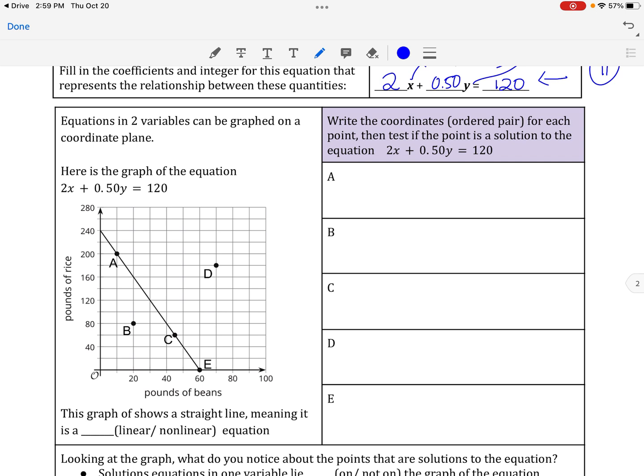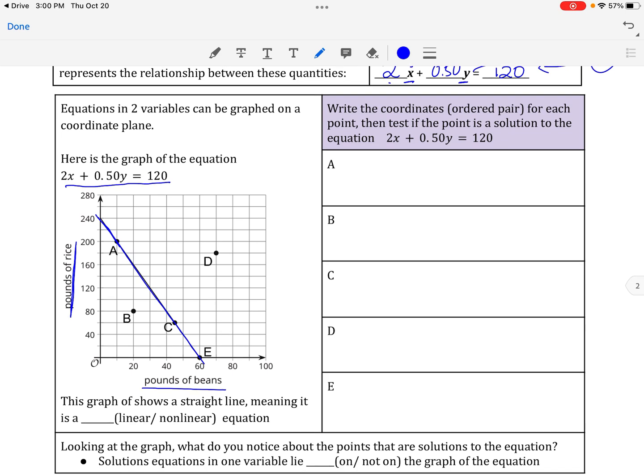So when we have an equation with two variables, so X and Y, those can be graphed on a coordinate plane. So here's our coordinate plane here. And we have the x-axis is how many pounds of beans. The y-axis is the number of pounds of rice that are purchased. And then this line represents this equation here. It's graphed on the line. And in subsequent lessons, we will learn how to graph equations like that. And so we'll talk about what that means here in a moment.